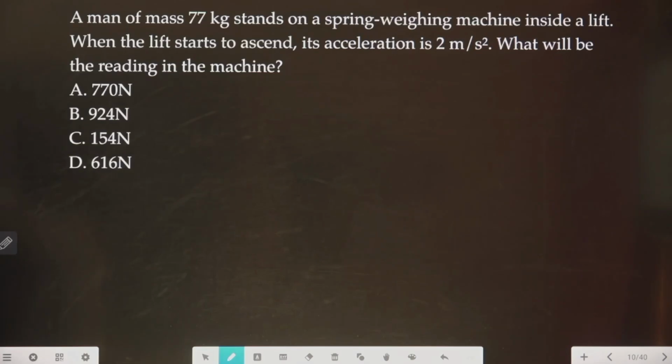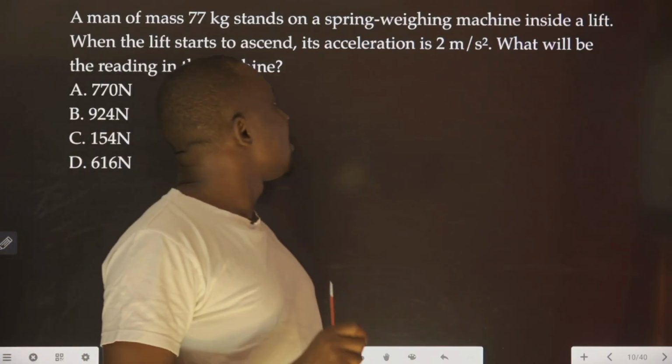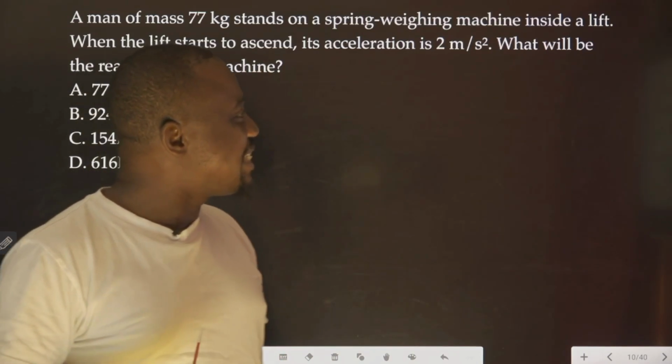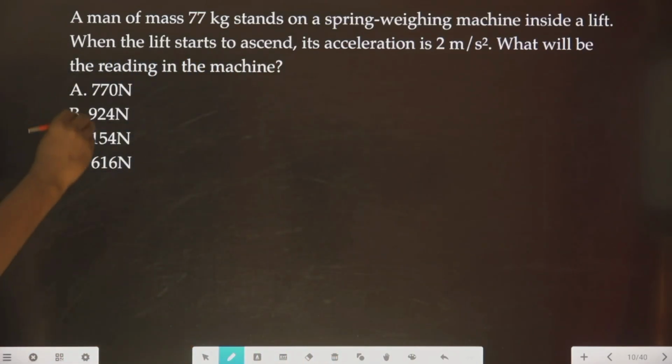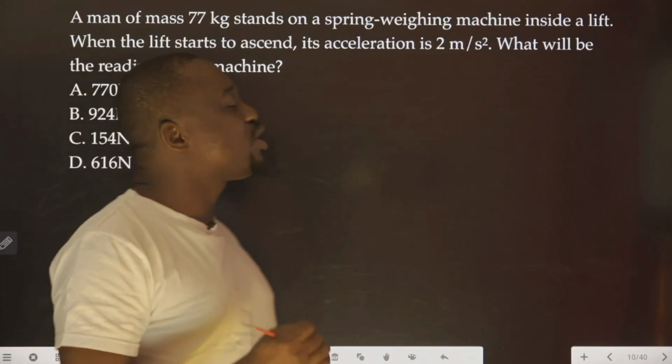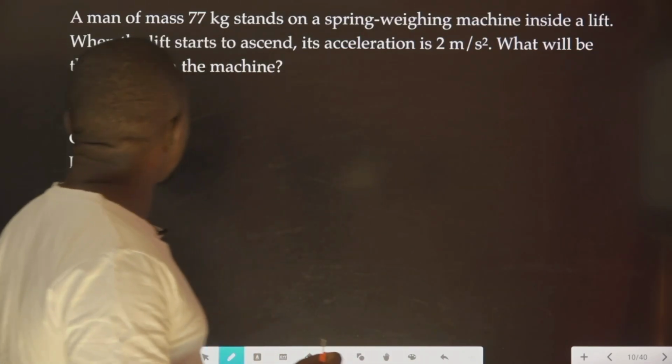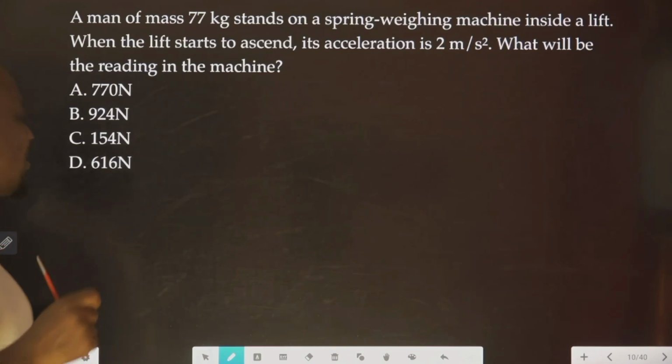Let's look at this. A man of mass 77 kg stands on a spring weighing machine inside a lift. When the lift starts to ascend, its acceleration is 2 meters per second square. What will be the reading on the machine?